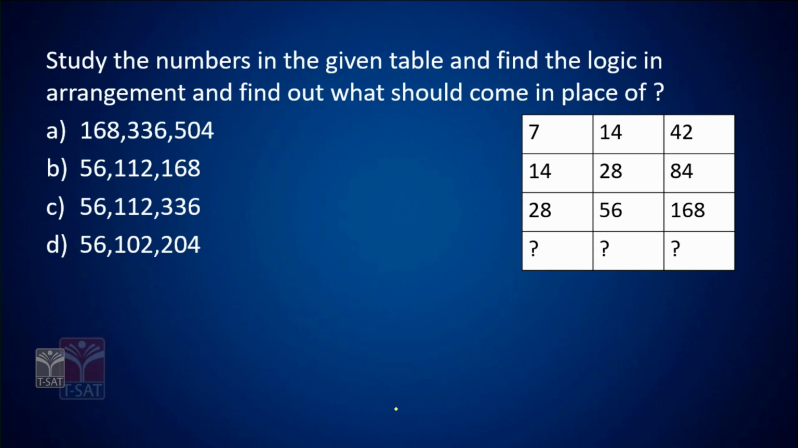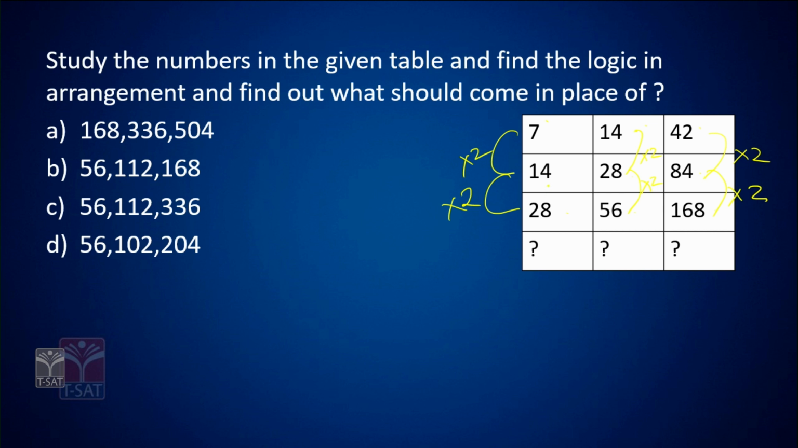Study the numbers in the given table and find the logic in arrangement and find out what should come in place of the question mark. Here you have 7, 14, 42, 14, 28, 84, 28, 56, 168. If we see the pattern, we know that 7 into 2 is 14, 14 into 2 is 28. Again 14 here, 14 into 2 is 28, 28 into 2 is 56. 42 into 2 is 84 and 84 into 2 is 168. So basically we are just multiplying by 2 across the rows to get to the next column.